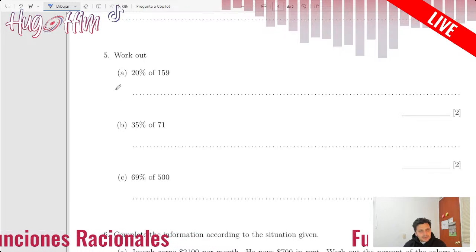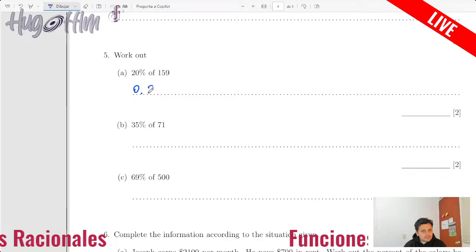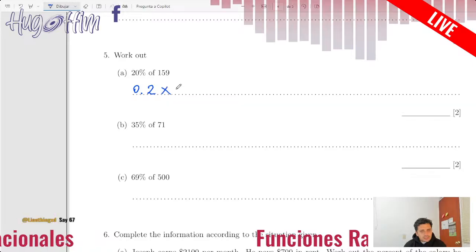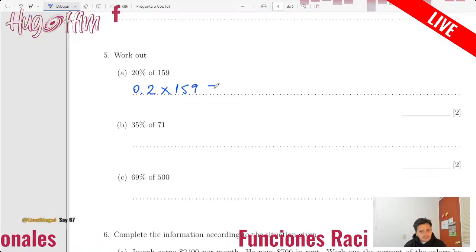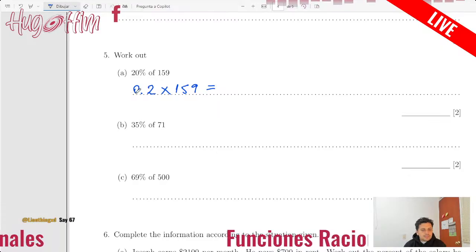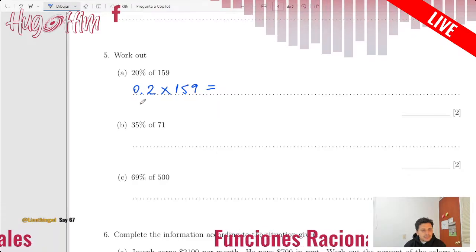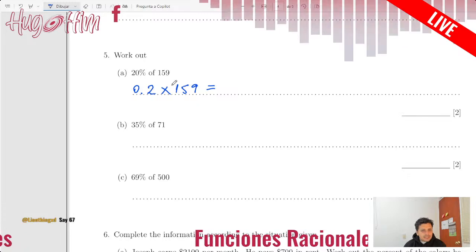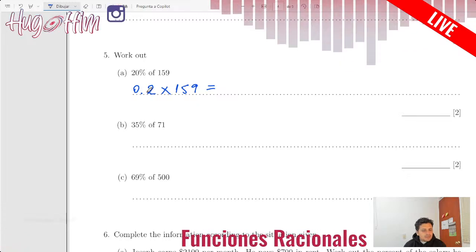So if I want to work out as decimal, 20% is going to be 0.20, that is the decimal, or 0.2 times 159. How to multiply this integer by this decimal? Multiply the numbers, 2 times 159, and remember that the answer must have one decimal place.